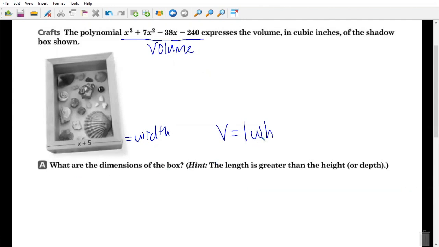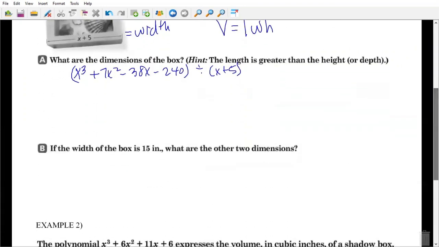So if I have my width and my volume, what operation can I use to find my length and my height? I have multiplying, so the opposite of multiplying is division, right? So I'm going to use division. At this point, I have the choice. If I'm dividing x cubed plus 7x squared minus 38x minus 240 divided by x plus 5, I have the choice to do long division or synthetic division.